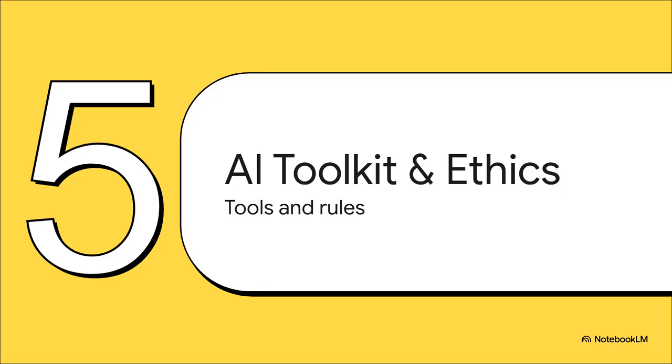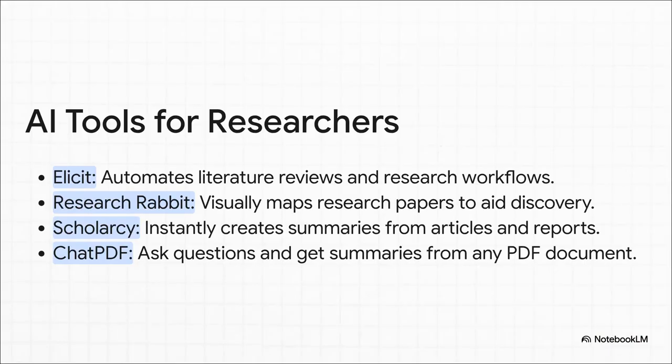Okay, finally, let's talk about tools and rules. Because beyond the huge names you've heard of, there's a whole universe of specialized AI tools out there. But using any of them, well, it comes with a responsibility to be smart and ethical about it. If you have a really specific job to do, chances are there's an AI tool built just for that. For example, if you're a researcher, you can use tools like Elicit to automate finding papers, or, and this is really cool, you can use ChatPDF to basically have a conversation with a document, asking it questions and getting answers instantly.